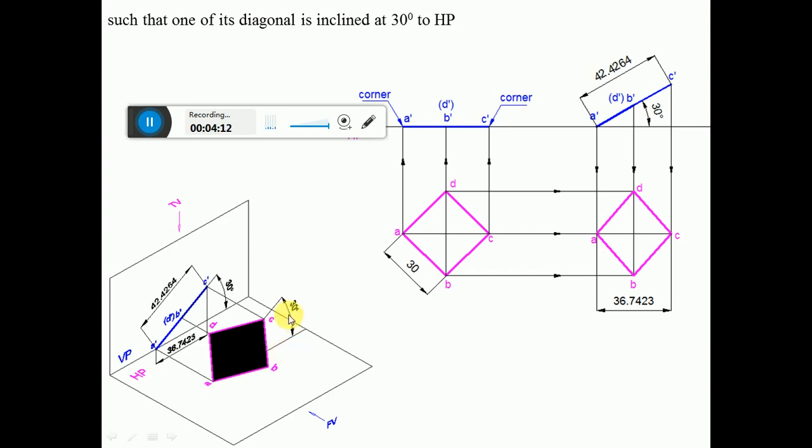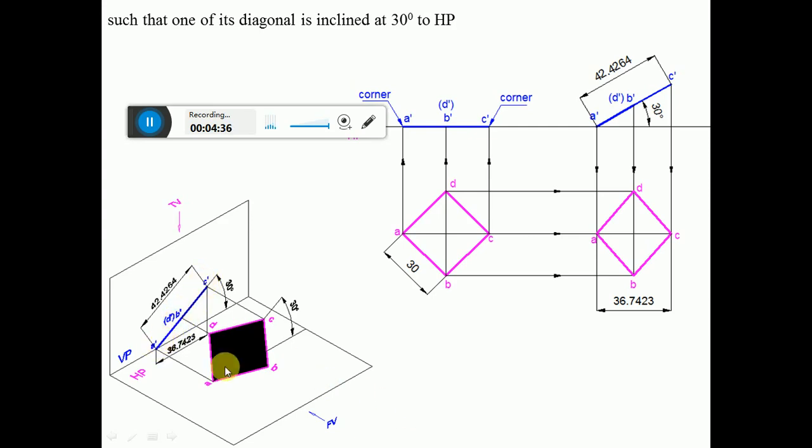in the 3D also, the entire diagonal, that is the diagonal AC, is inclined at 30 degrees to HP. So when you look from the front view, the image will fall on the vertical plane. Since the diagonal is inclined, naturally the surface also becomes inclined to HP. But still the surface is perpendicular to VP. So that is the reason why you are getting a line in the front view.